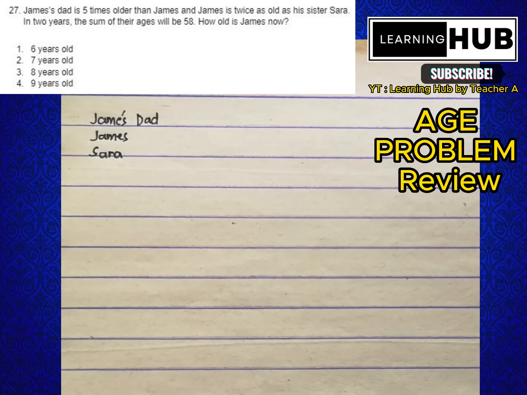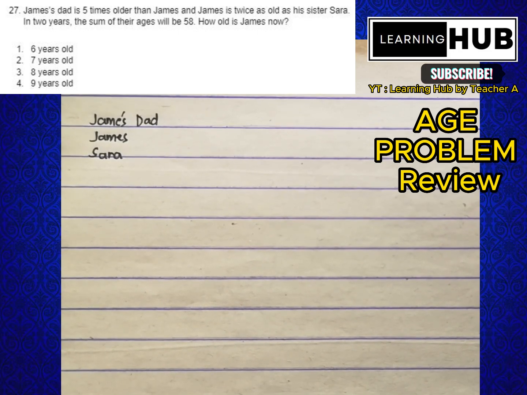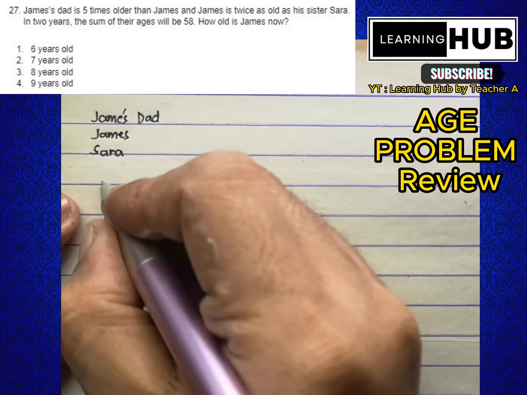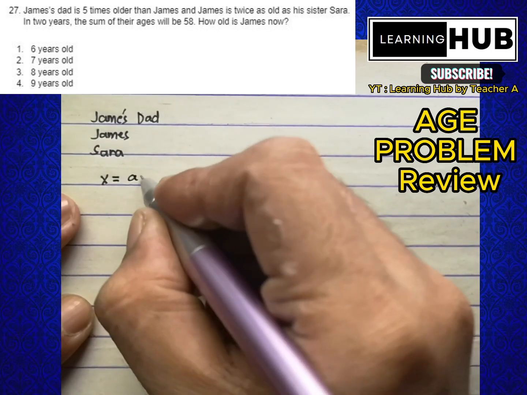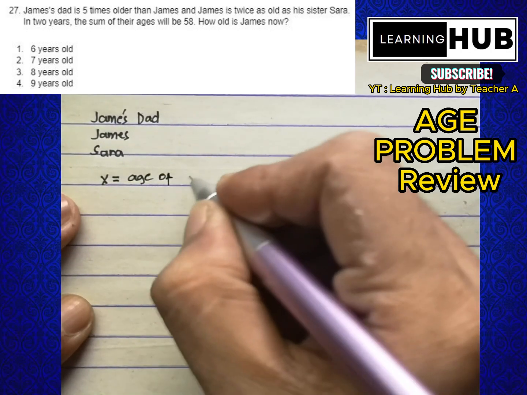James' dad is 5 times older than James, and James is twice as old as his sister Sarah. In 2 years, the sum of their ages will be 58. How old is James now? So in our equation here, we're going to note that x will be the present age of James.